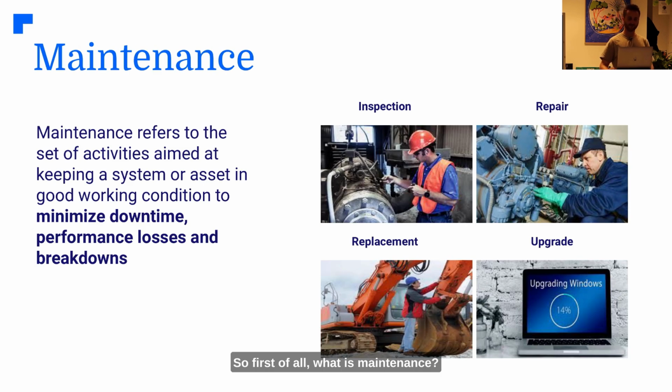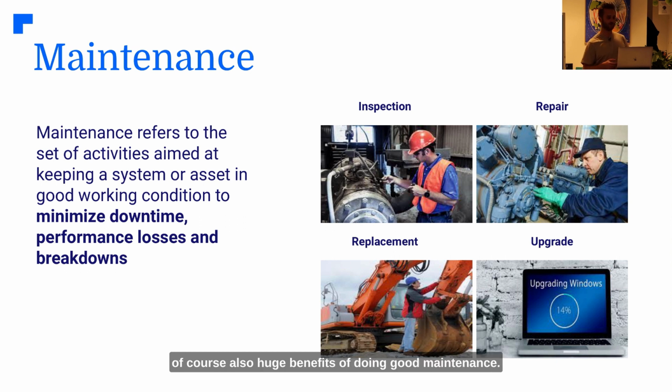So first of all, what is maintenance? Maintenance refers to a set of activities that keep a system in a good working condition, and in that way you can minimize the downtime, so your production process or other things stay more fluent. You have less performance losses, so the quality of your resources is way higher, so they stay at their optimal performance level, and then you also have fewer breakdowns, which is of course also a huge benefit of doing good maintenance. So I've also written down 4 activities, but the number of activities can be much broader than this.